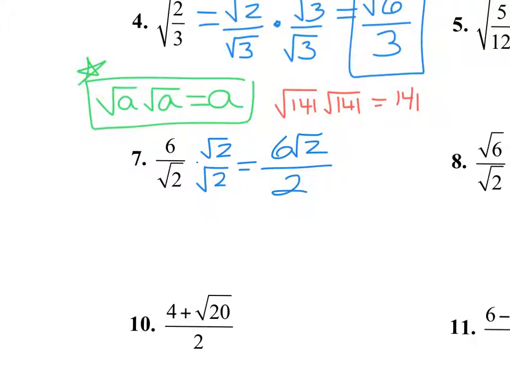Now, is anyone like, wait a minute, there's one more little step? What is it? Yes, simplify, divide, same thing. 6 divided by 2, you get 3 rad 2.